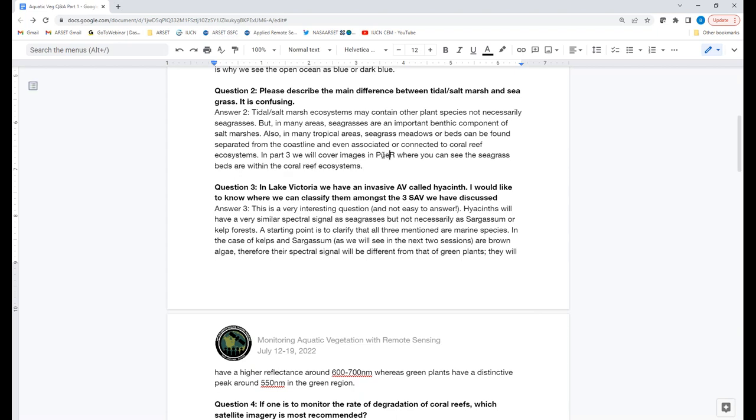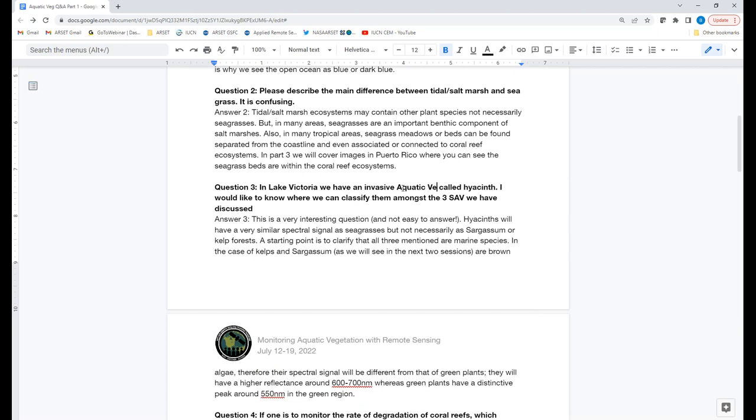All right, number 3. Let's see. Number 3, okay. In Lake Victoria, we have an invasive aquatic vegetation called hyacinth, of course. This is a big issue in Lake Victoria. It has been for some years. And I would like to know where we can classify them amongst the 3 submerged aquatic vegetation we have discussed. So I think the question is more how we can separate them.